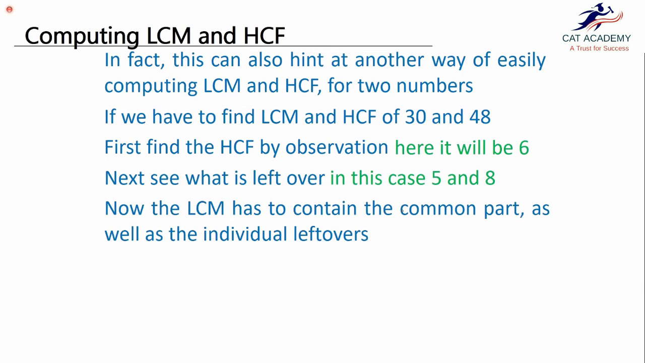Correct? So now LCM has to contain the common term as well as the individual leftovers. As in, my LCM will contain 6, 5, and 8. That is 240. Understood? So what I did: calculate HCF by observation, divide by HCF, calculate leftovers, and then common factor into leftovers will give me LCM.